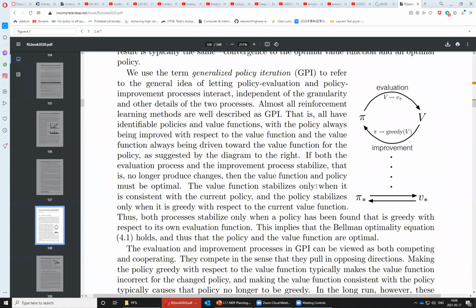So if both the evaluation process and the improvement process stabilize, that is, no longer produce changes, then the value function and policy must be optimal. So the value function stabilizes only when it's consistent with the current policy, and the policy stabilizes only when it's greedy with regard to the current value function. So both processes stabilize only when a policy has been found that is greedy with respect to its own evaluation function. This implies the Bellman optimality equation holds, and thus that the policy and the value function are optimal.